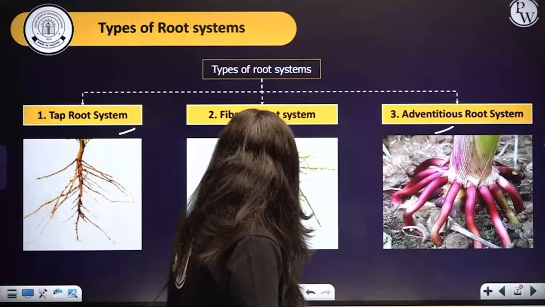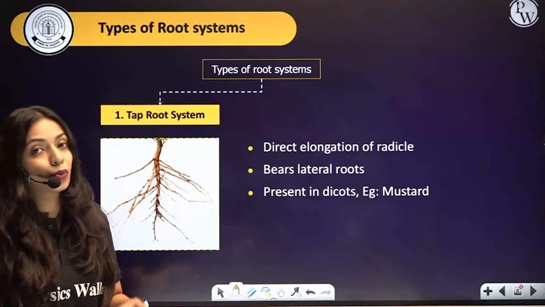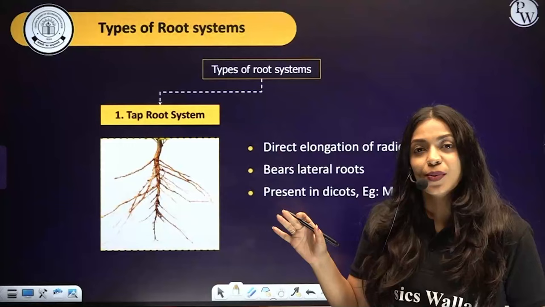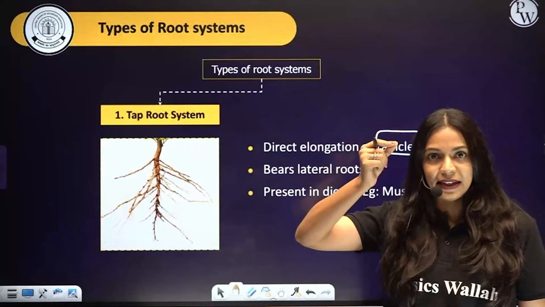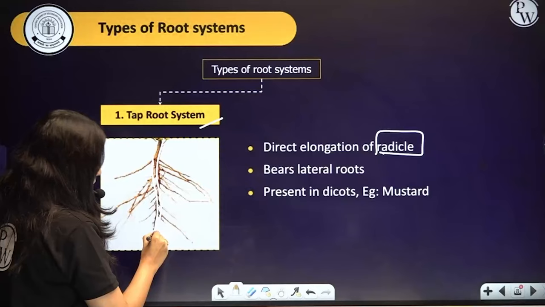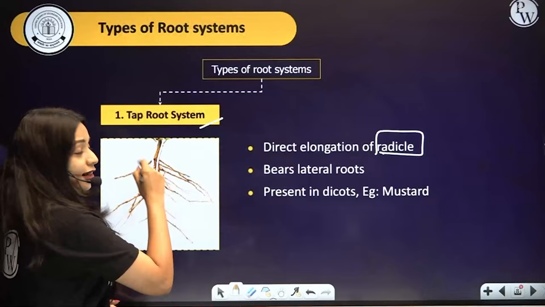So let's begin with the first type of root system, which is the taproot system. I already told you that the radicle part of the seed is what will usually give rise to the roots, right? So what happens in a taproot system is, the radicle which is present in the seed will directly elongate and give rise to the taproot system. Okay, so whatever I'm highlighting over here in this illustration, this primary root is formed due to the direct elongation of the radicle that was present in the seed.